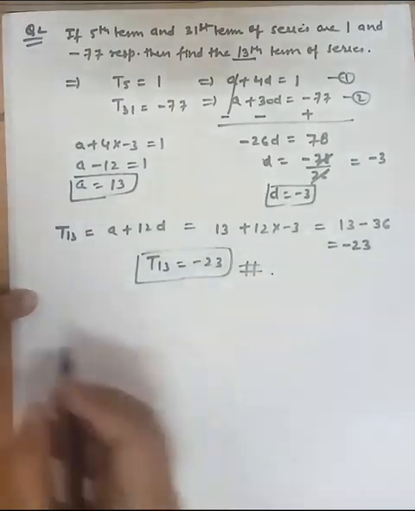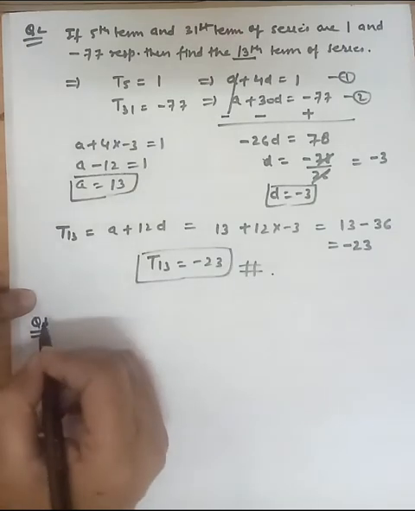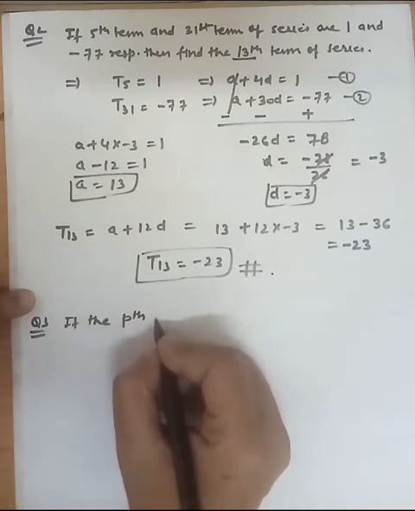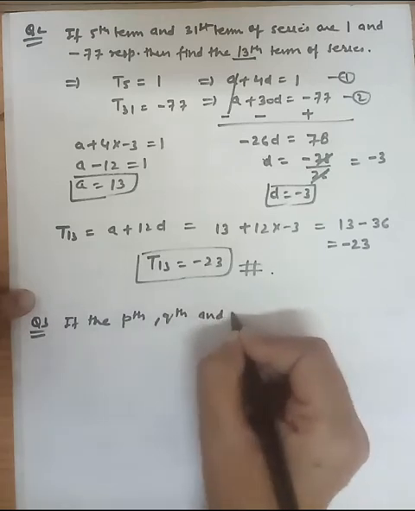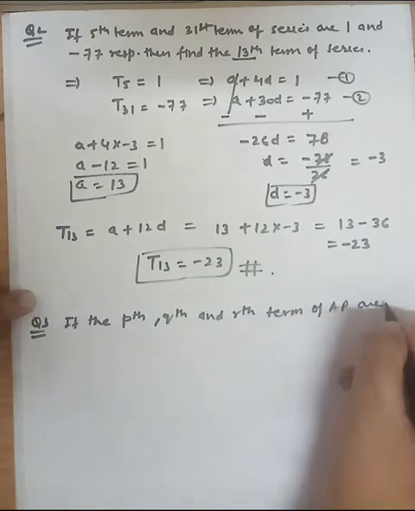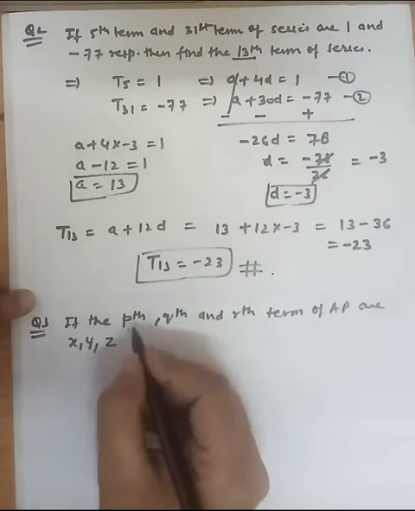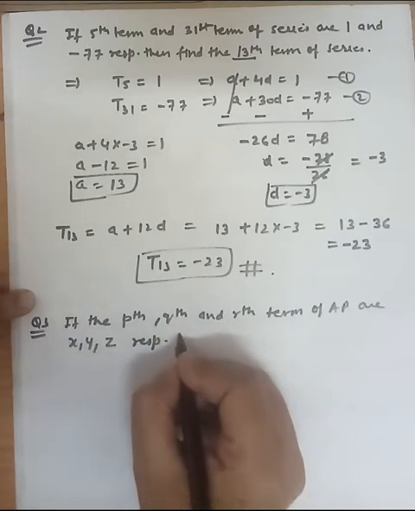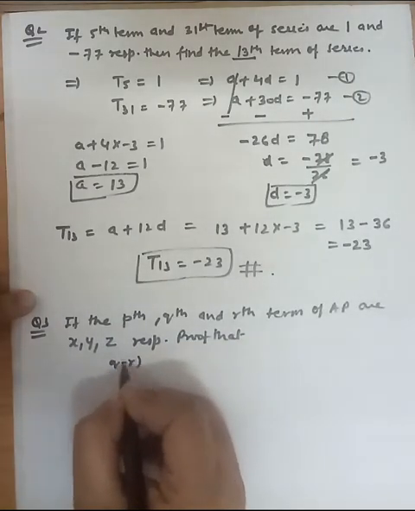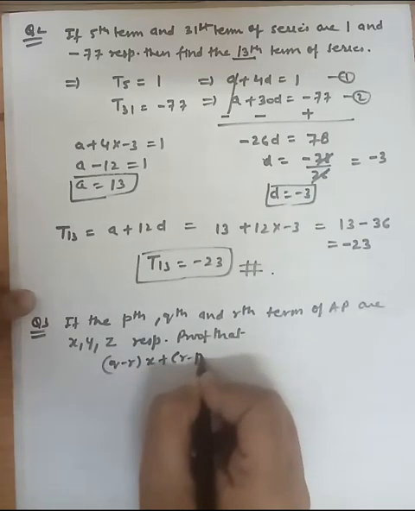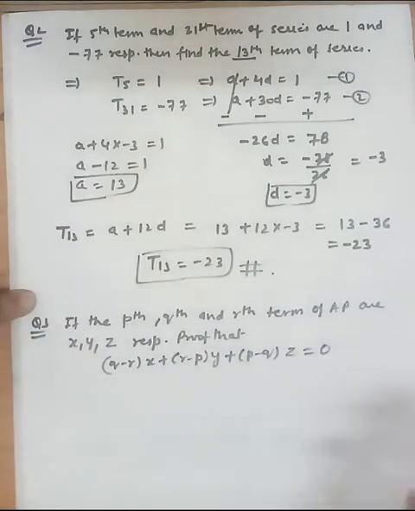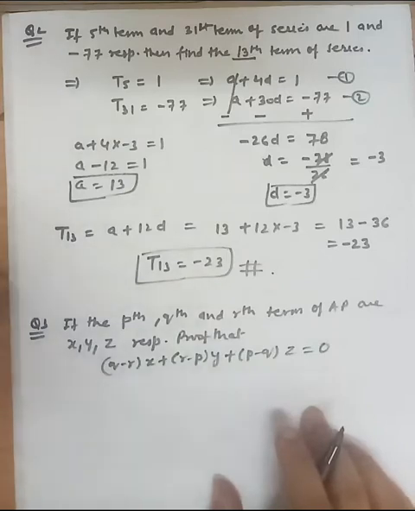Now come to the next proof question. The question is: if the pth, qth and rth terms of an AP are x, y, z respectively, prove that (q minus r)x plus (r minus p)y plus (p minus q)z equals 0. Nice question. How can we solve it?